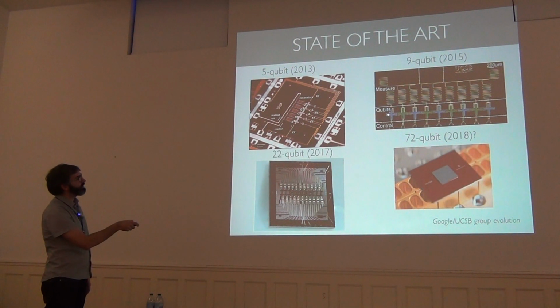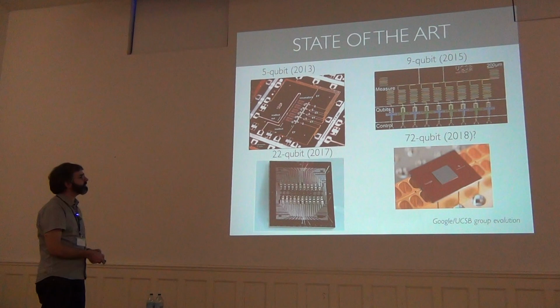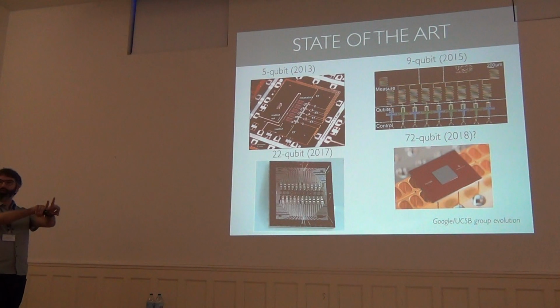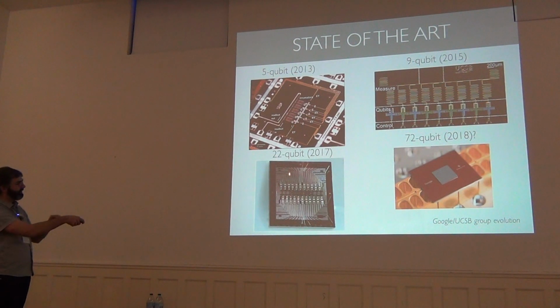Then 2 years later, they measured a 9-qubit device. This is the one they used for these quantum simulations that I described. And again, you see the readout resonators, the control lines. Last year, they were showing at a conference, this is not published, but they have a 22-qubit device. So this is 2 rows of 11 qubits next to each other. And these are all the control lines on both sides.